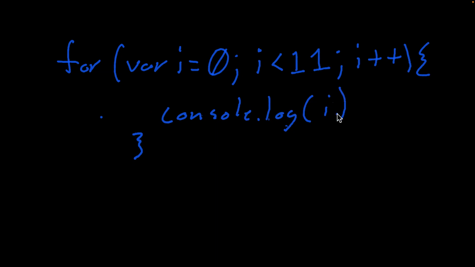Okay, so what does this mean? And how do we read this? First, we have the for loop declared by the keyword for. Okay, you always need the keyword for when writing a for loop. Okay, let me try to change the color here. The keyword for declares a for loop.